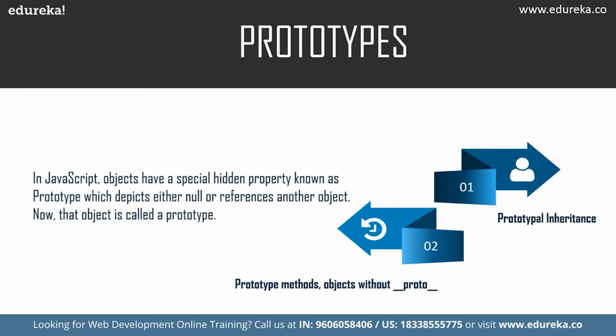Firstly, talking about prototypal inheritance. In programming, we often want to take something and extend it. Suppose you have a user object with its properties and methods and you want to make admin and guest as slightly modified variants of it.